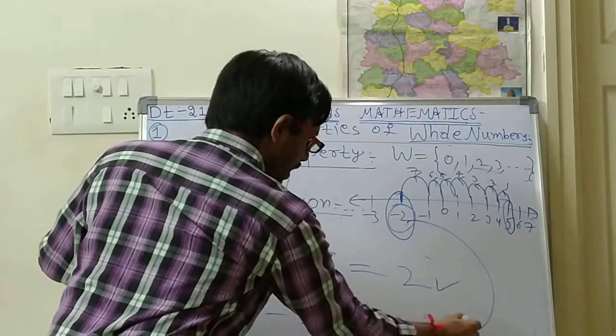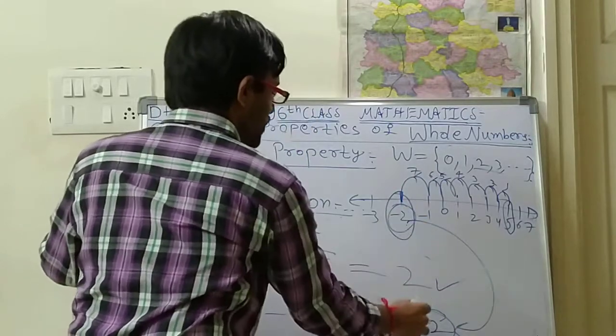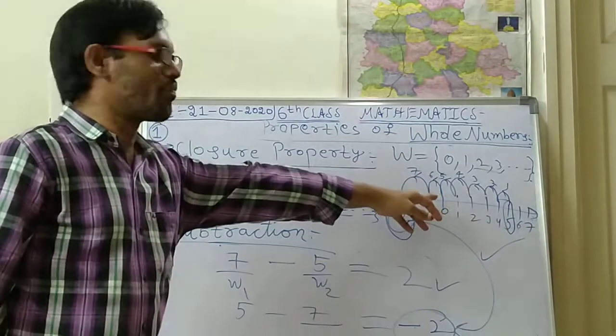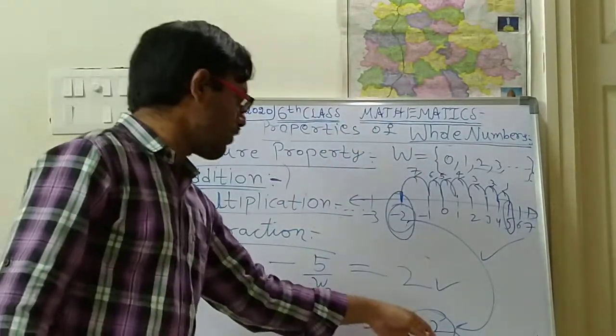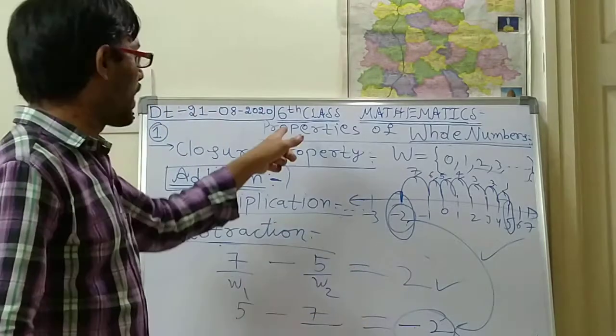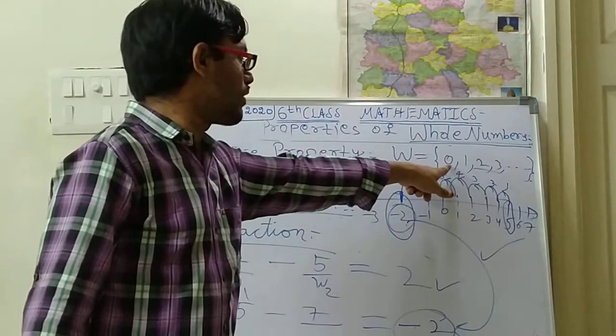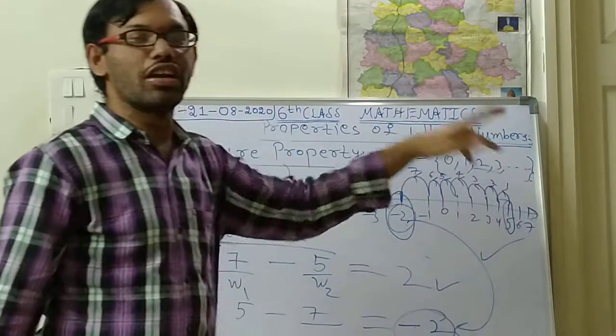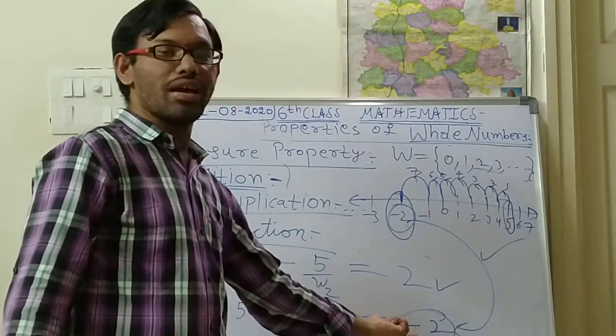Is the answer tallied or not? The answer is tallied. That means your process is correct. Here you are getting a negative number. Already I said whole numbers start from 0, so there are no negative numbers in whole numbers, but here a negative number has come.